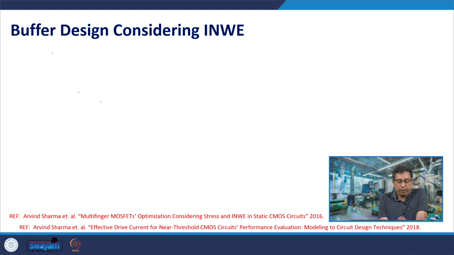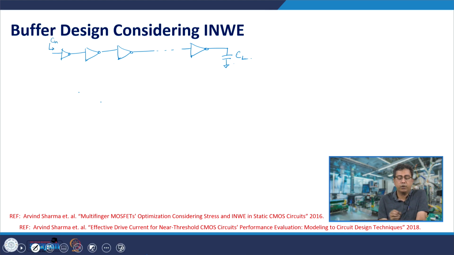The buffer is a chain of inverters which drives a large load. It could be an interconnect load, an IO pad. Let us call it CL, and we have an input capacitance. The input capacitance is a specification and also the load capacitance is a specification. In this we are now going to use all the work that we did for effective current of a near threshold inverter. So, what is the delay of an inverter here?